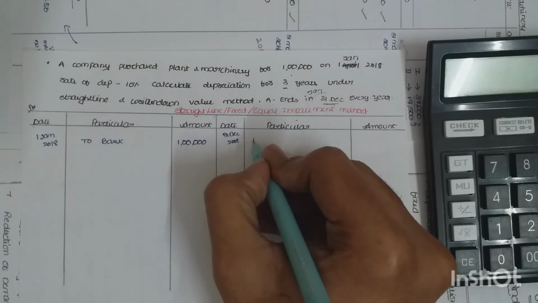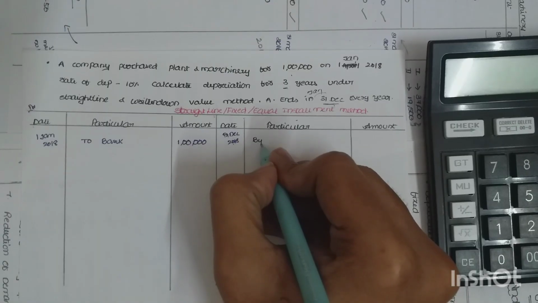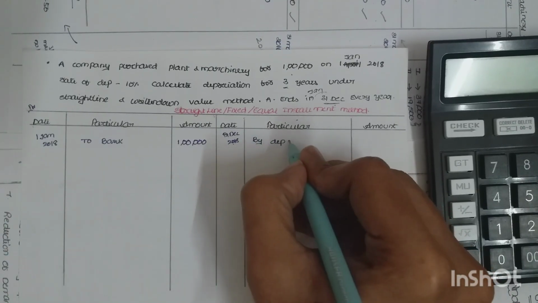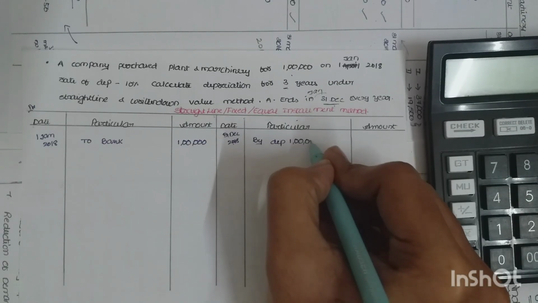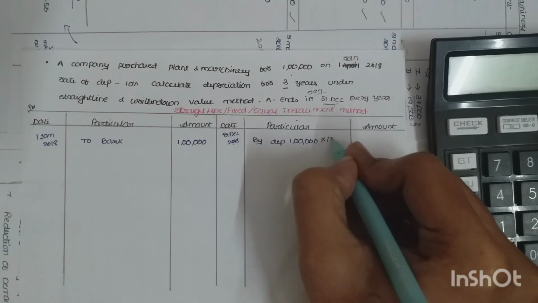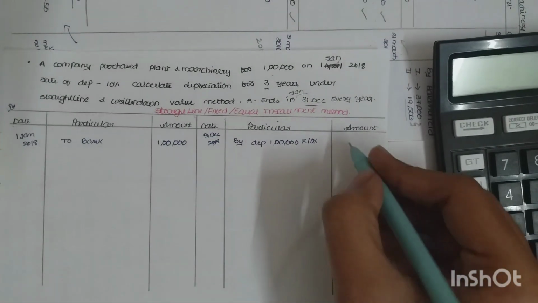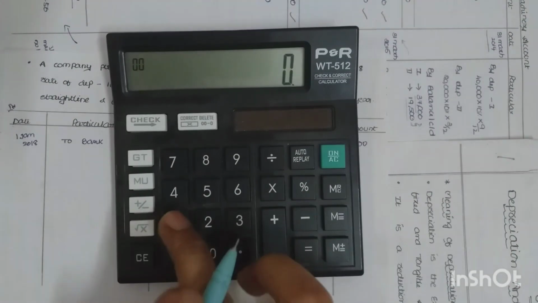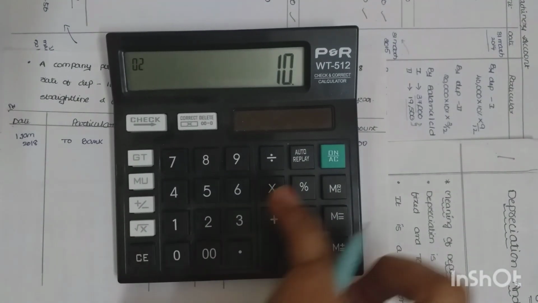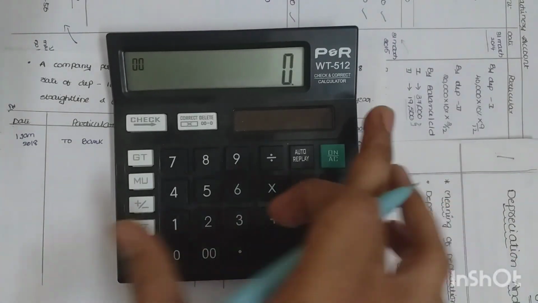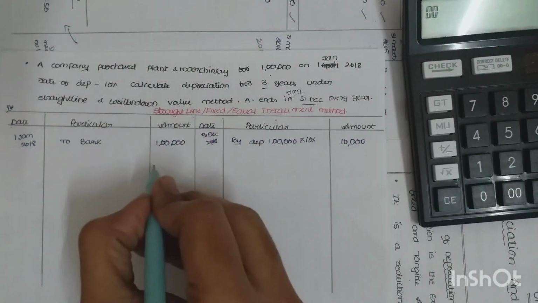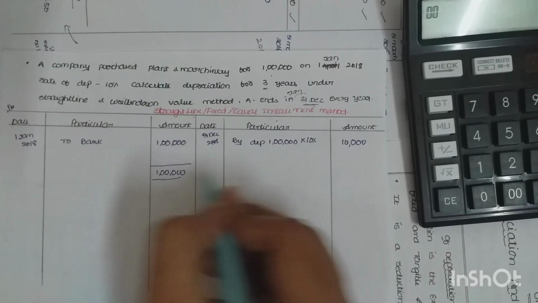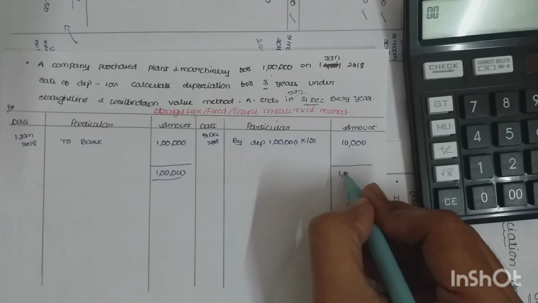Next, on 31st December we have to provide depreciation. So how are you going to calculate depreciation? 1 lakh rupees into the rate of depreciation, 10%. So it comes to 10,000, right? If you calculate 1 lakh into 10 percent, it comes to 10,000. Now what is the biggest amount on this side? 1 lakh, first year completed, right? This side also 1 lakh rupees.